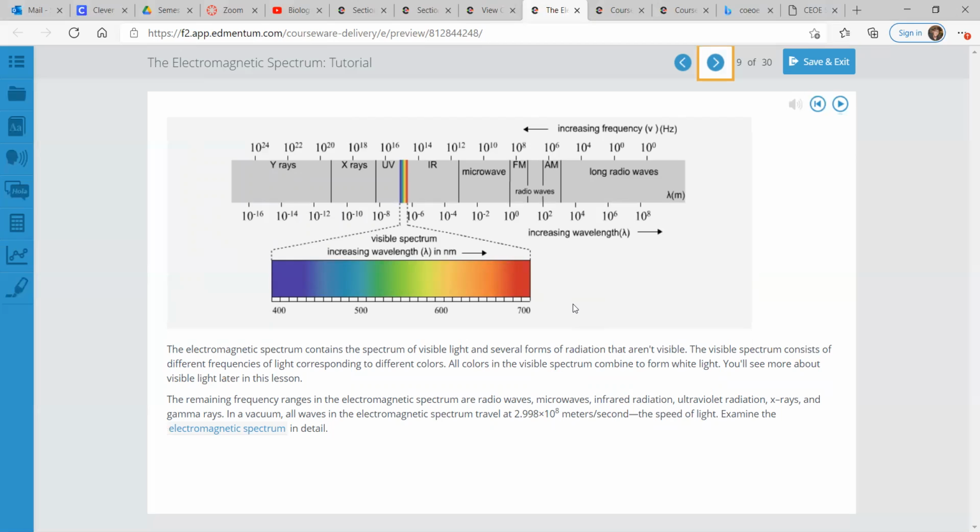Examine the electromagnetic spectrum in detail. So here we have X-rays, UV rays, visible light, infrared radiation, microwave, FM, AM radio waves, and then long radio waves. If you pay attention to this, as you move to the right, there's an increase in wavelength. As you move to the left, there's an increase in frequency. So higher frequencies are shorter wavelengths, lower frequencies, longer wavelengths.